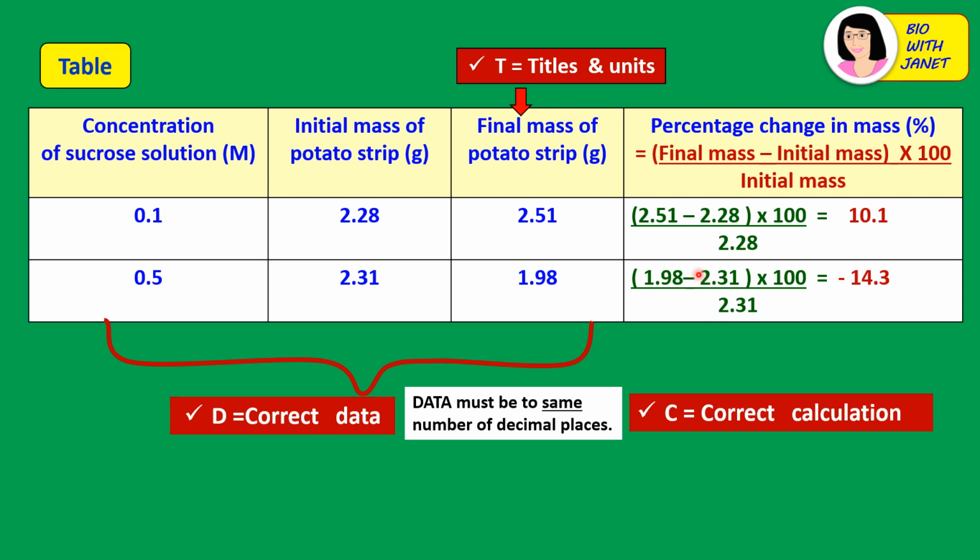And then the percentage change in mass using the calculation here, final mass minus initial mass times 100 divided by the initial mass. So you get the value of the percentage change in mass. Make sure that you show your calculation. It will help you to check and confirm your calculations too. So 1 mark for correct calculations. Now this is to 2 decimal places, and this is a negative value, which means the final mass is lower than the initial mass.